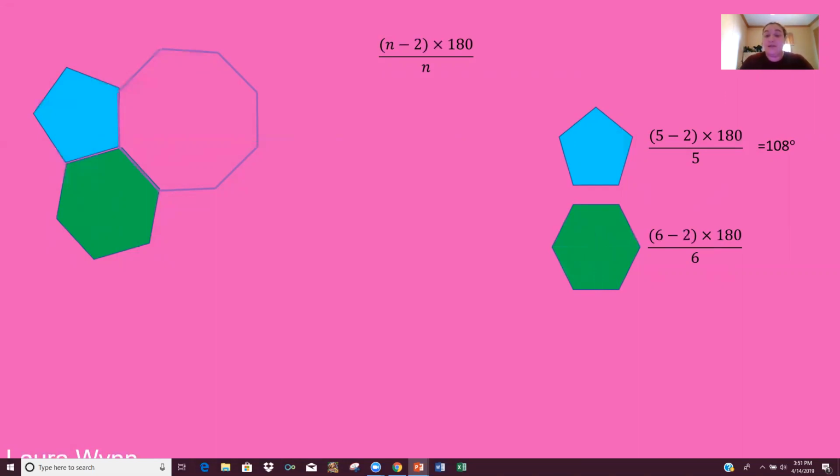For the hexagon, 6 minus 2 times 180 divided by 6 is going to give us 120. Now for the octagon, we do the same thing. 8 minus 2 times 180 divided by 8 is going to give us 135 degrees.